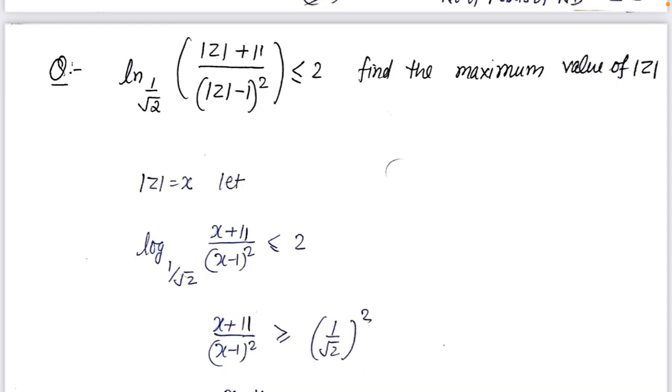The base 1 upon root 2 is less than 1, no? So this logarithmic inequality can be converted as (x + 11)/(x - 1) whole square greater than or equal to (1 by root 2) square.